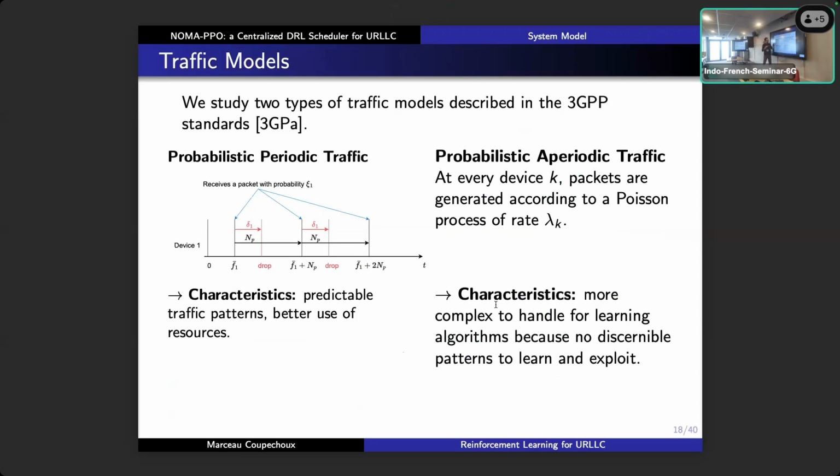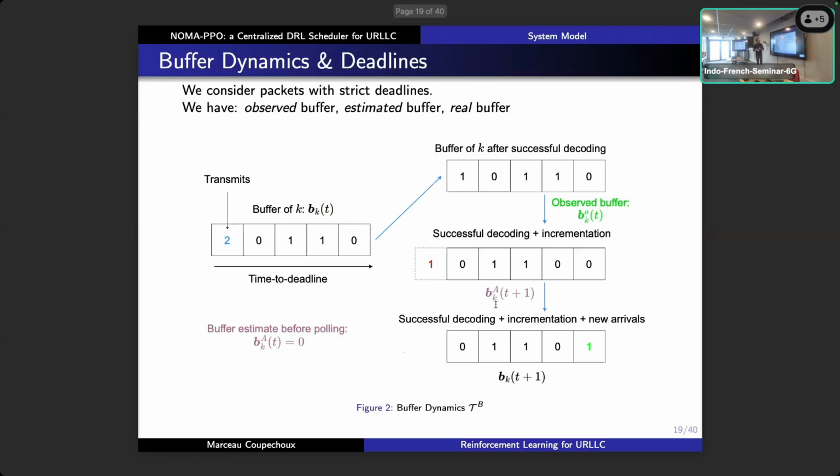And we see also on this diagram that after a delay delta 1, which is a strict deadline, the packet is lost. There is another traffic model that is called probabilistic aperiodic traffic, which is only a Poisson process. What we have seen is that the periodic one is more predictable and quite easy to be handled by the learning algorithm. But the Poisson is more difficult, because finding discernible patterns in the Poisson process is a bit more difficult for the learning algorithm.